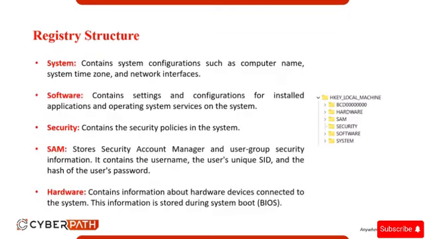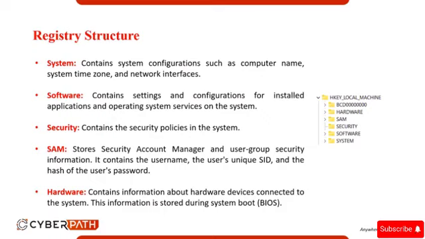Our first key is System. System contains system configurations such as computer name, system time zone, and network interfaces. Software contains settings and configurations for installed applications and operating system services on the system. Security contains the security policies in the system.